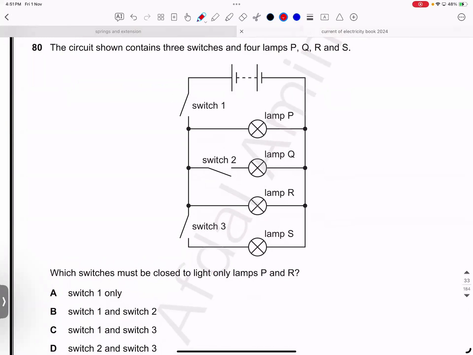Lamps P, Q, R, S. Which switches must be closed to light only lamp P and Q? P and R. Close one. P is on. R is on. Yes. Switch 1 only. 30 questions we solved. Now we proceed to structured questions.